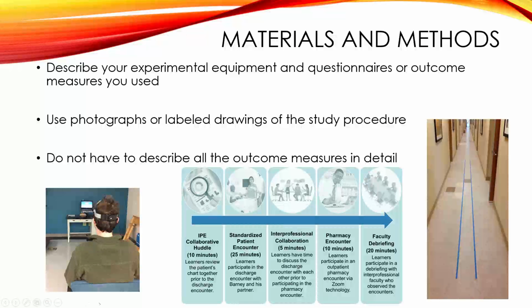So now that we are done with the background and the purpose and the hypothesis statement, the next thing is we're going to talk about materials and methods. So this is the section where you will say exactly what you did and how you did it, right? This is the place where you will describe your experimental equipment. What were some of the outcome measures that you used? Were they questionnaires? Were they objective measures?